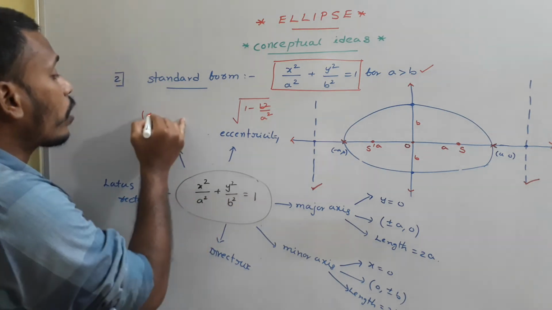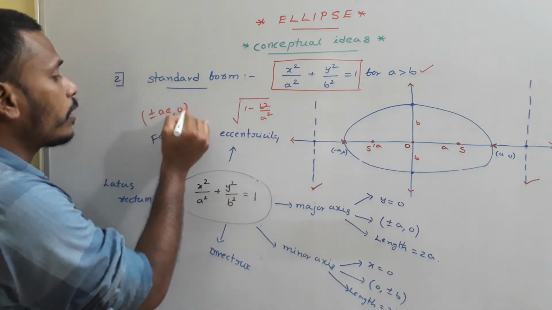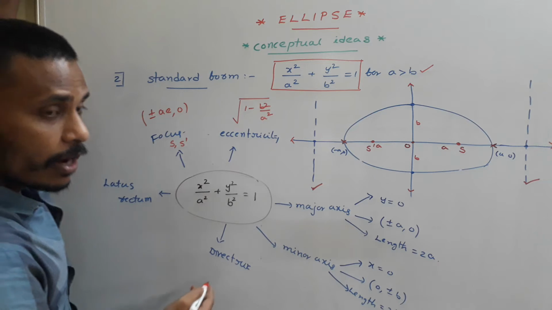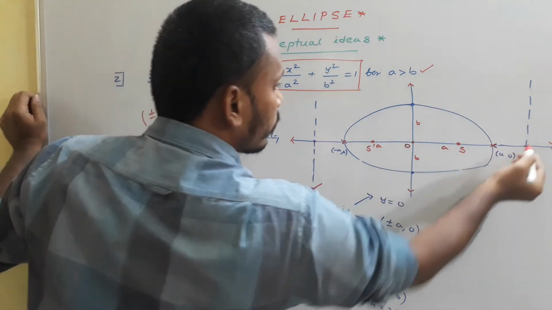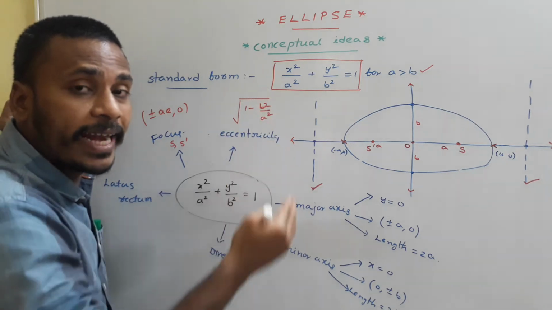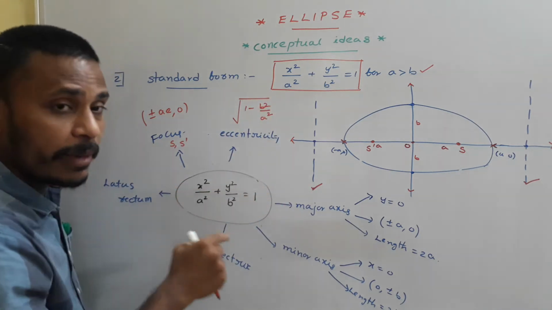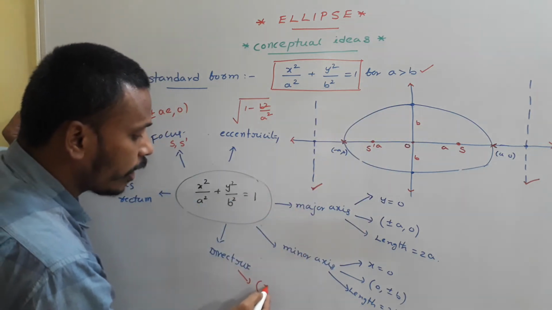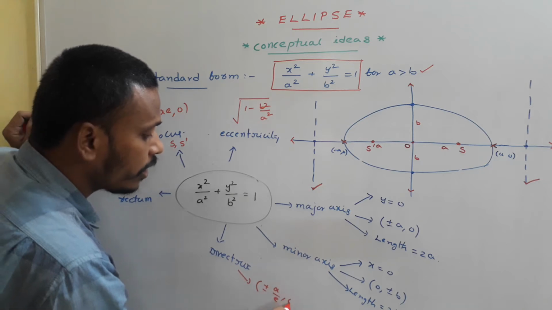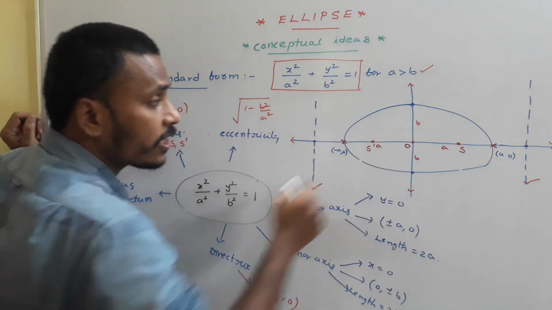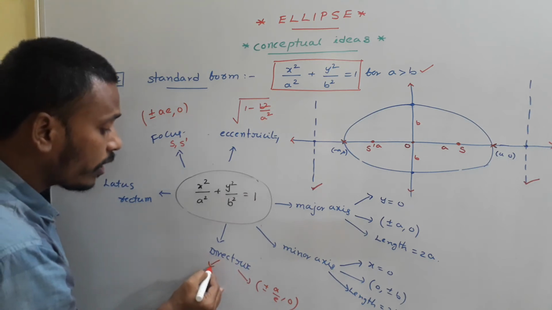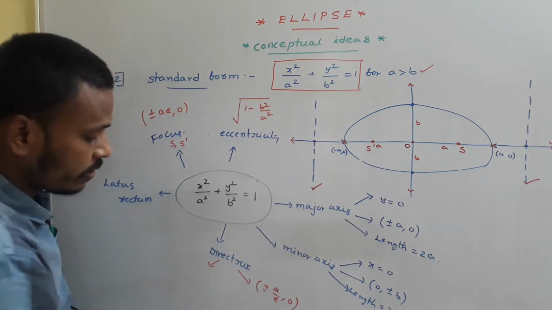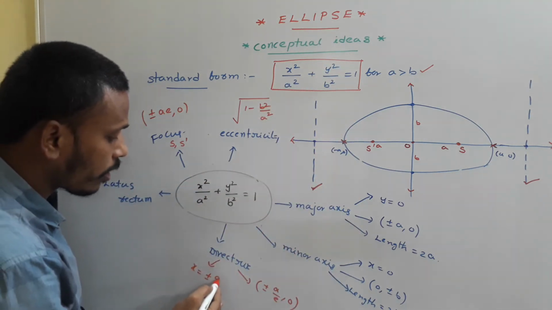The coordinates of focus are (±ae, 0), and we have two foci here, S and S dash. And the same way, now coming to directrix, the intersections of directrices with axis are (±a/e, 0). Whereas if you think about the equation of directrix, since they are perpendicular to the axis, they are parallel to the y-axis, so the equations are x equals ±a/e.